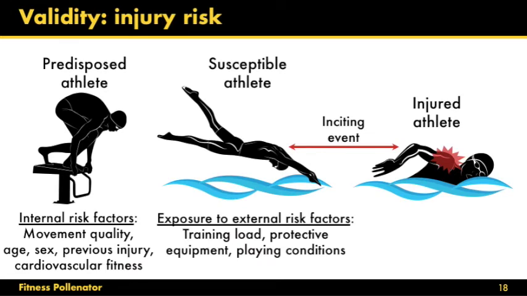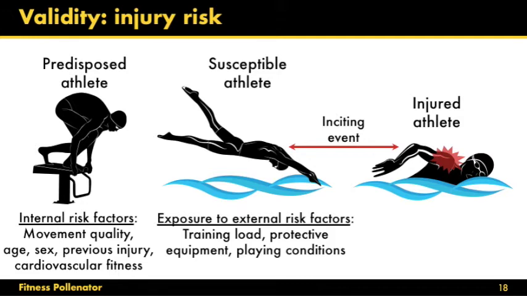It's not actually that surprising that the FMS by itself isn't good at predicting injury. We've known for decades that it's not just one thing that leads to injury, but rather multiple factors. First, you have to have internal risk factors, like movement quality, like we've been talking about, but also age, sex, previous injury, cardiovascular fitness. These are all things that can predispose an athlete to injury, or any individual to injury. And then the predisposed athlete has to be exposed to external risk factors like high training loads, different types of protective equipment, poor playing conditions. These all make the athlete susceptible to injury. And then the inciting event or series of inciting events occurs, which leads to the injury.